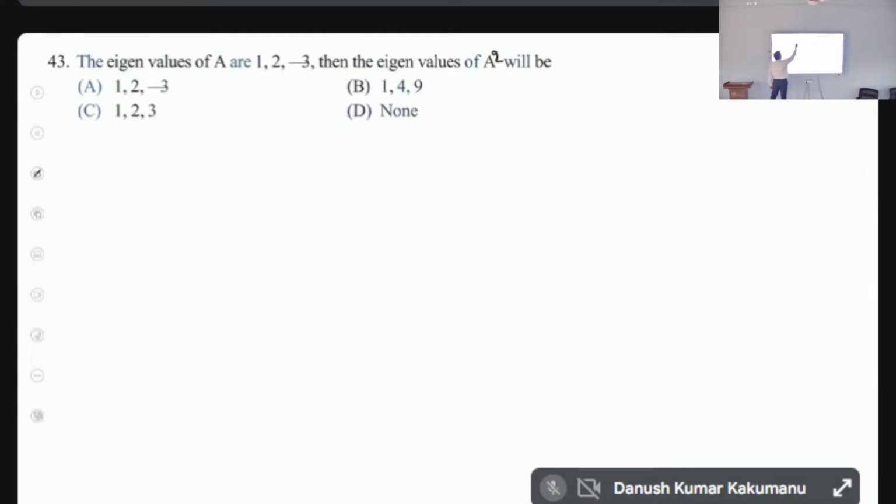These are all the questions on eigenvalues and eigenvectors. We have one more, the Cayley-Hamilton theorem also.